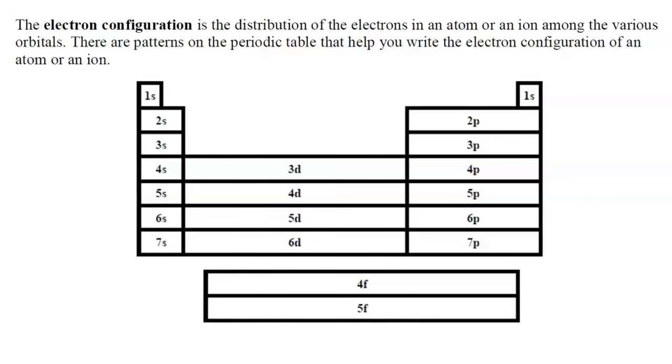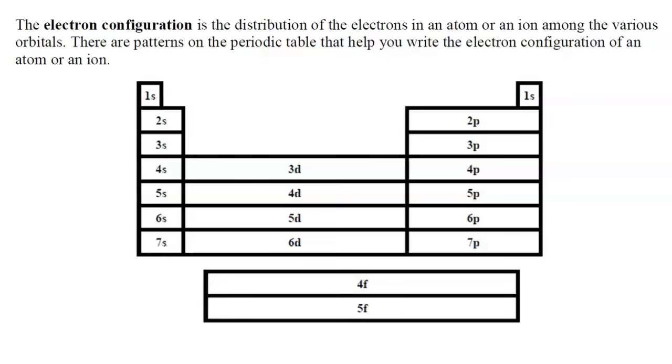The electron configuration is the distribution of the electrons in an atom or an ion among the various orbitals. There are patterns on the periodic table that help you write the electron configuration of an atom or an ion.